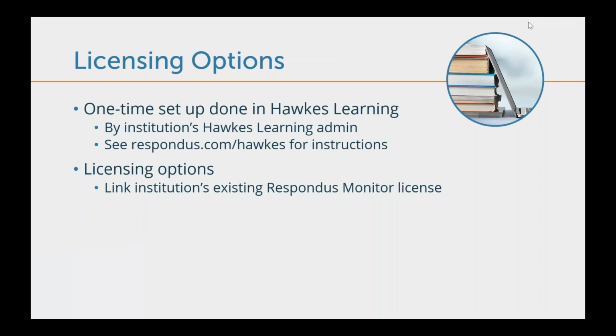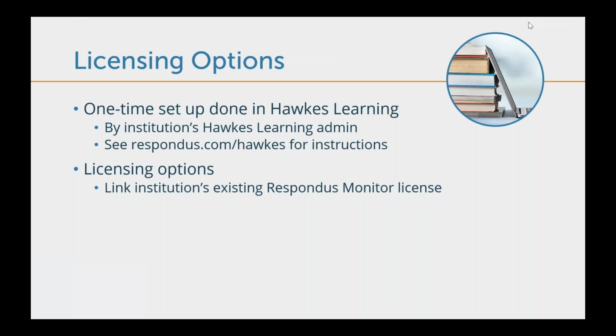Now, there are a few ways to license Respondus Monitor for Hawk's Learning. The first is to link to your institution's existing Respondus Monitor license. So if your institution has an unlimited license for Respondus Monitor, there's no worry about adding costs for using other platforms like Hawk's. This requires that the Hawk's Learning Administrator enter the Respondus Institution ID, which any institution with a license from Respondus will have. The institution ID is found in the Respondus Administrator area, and instructions can be found at respondus.com/hawks.